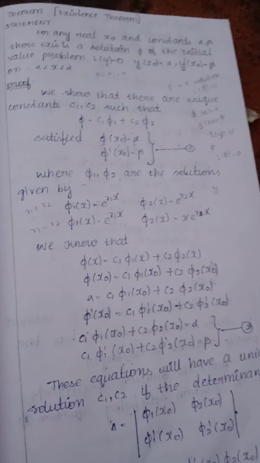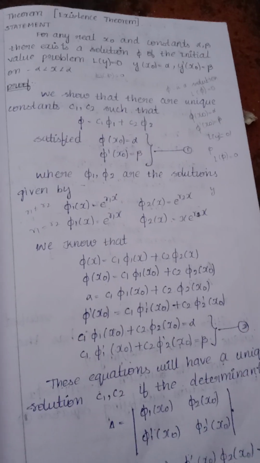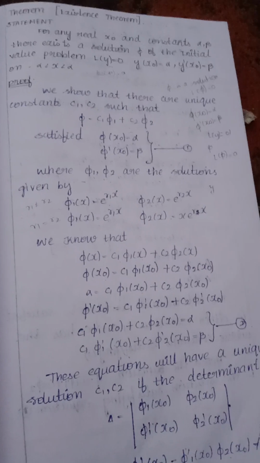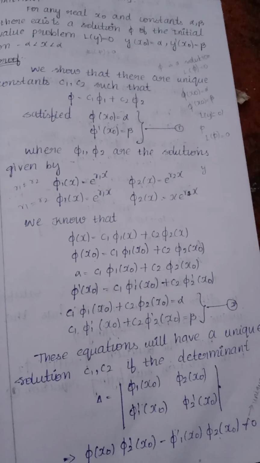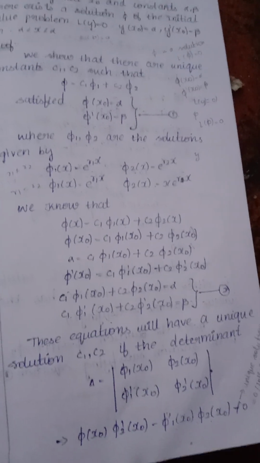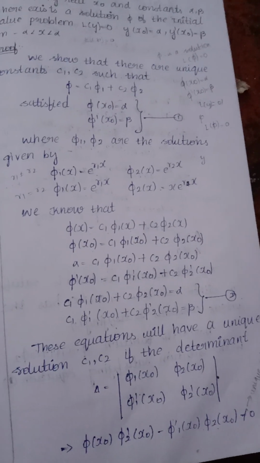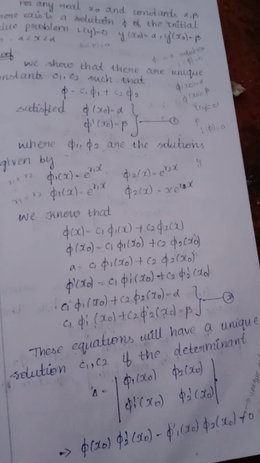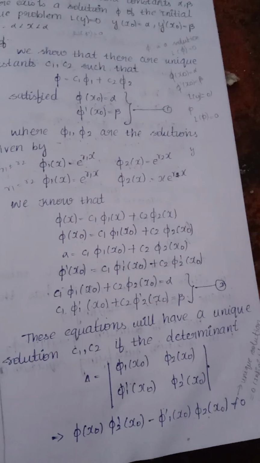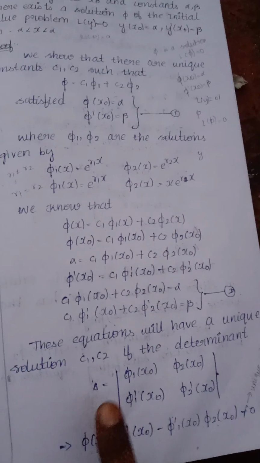This is the simplified equation that we get in the existence theorem. So we have to prove that the unique solution. For that unique solution we have to prove that the determinant is not equal to 0. If the determinant is equal to 0, there must exist infinitely many solutions. If the determinant is not equal to 0, there exists only a unique solution.